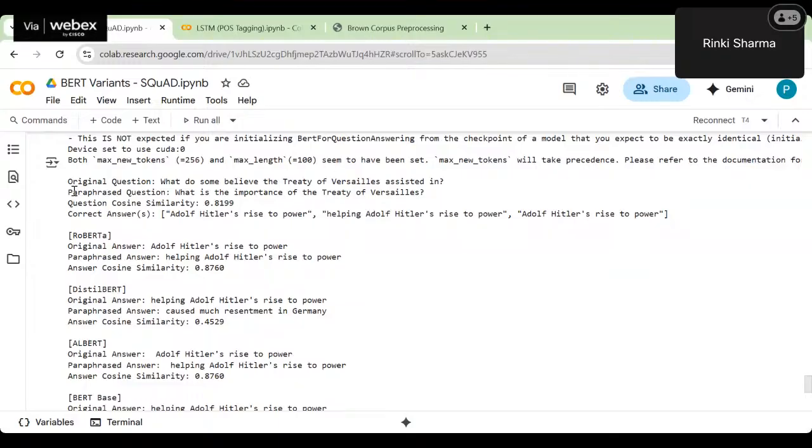Now, what our model predicted: the original answer, that is the answer predicted by the model for the original question, is Adolf Hitler's rise to power, and the answer predicted by the model Roberta for the paraphrased question is the same, helping Adolf Hitler rise to power. And the cosine similarity between these two answers is coming to be 0.87. That is close to show that the answer by the model is the same.